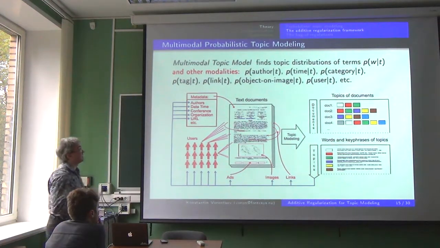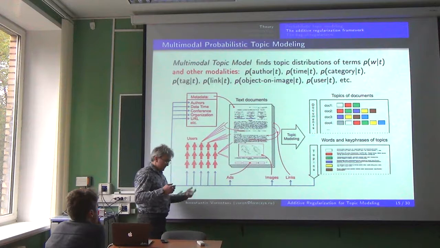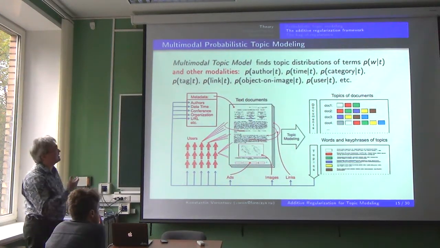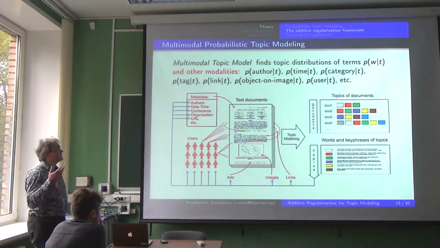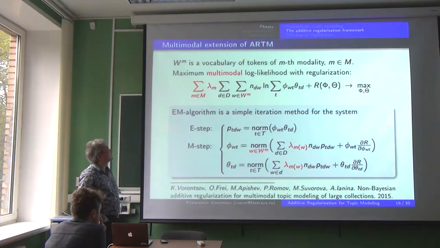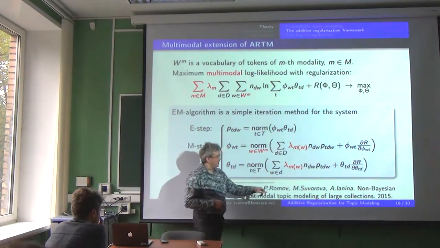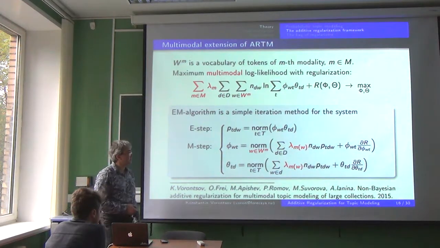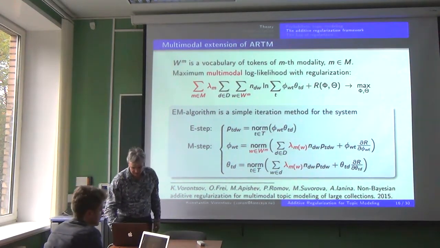The next step of generalization. There are many applications in which not only words are in documents, but documents are universal containers that contain words and other modalities such as authors, timestamps, categories, tags, links, and so on. The generalization is very simple. We can use a log likelihood for any modality as an additional regularizer. And our system of equations has a little modification, so the technology of numerically solving this equation can be reproduced for this type of generalization.